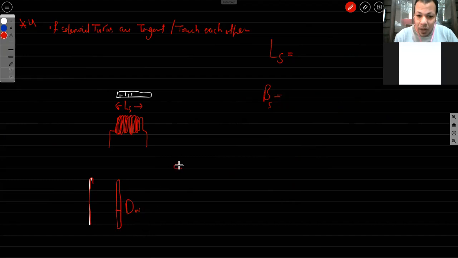Because if we have this wire, so this one will be the radius, and the thickness of it is the diameter. So the length of this solenoid will be the number of turns multiplied by the diameter of the wire, or the thickness of the wire, right?